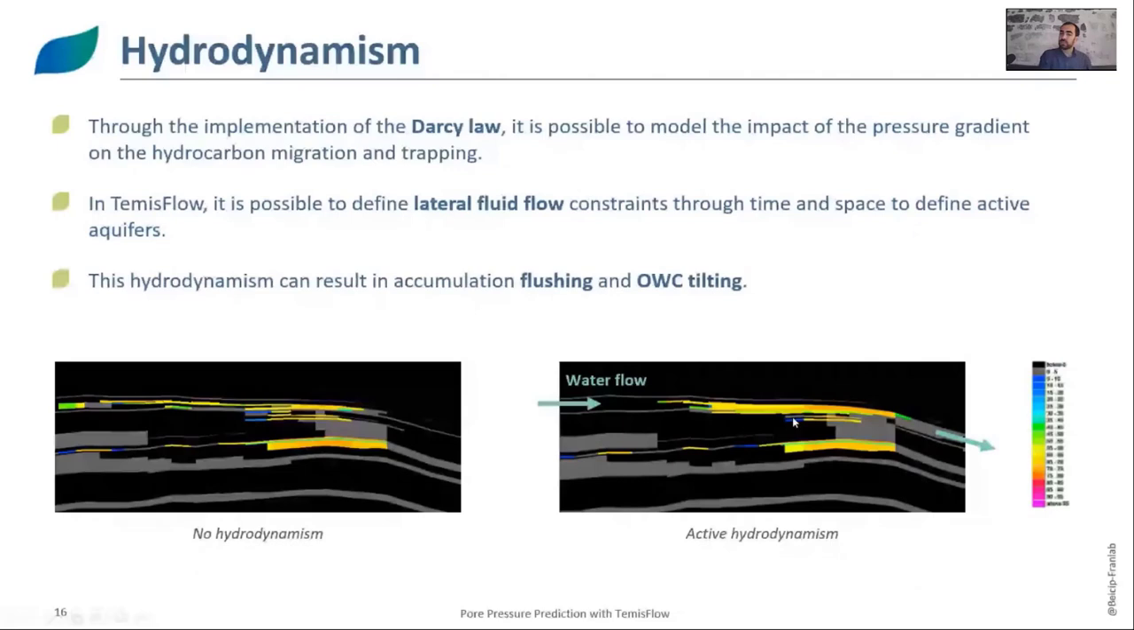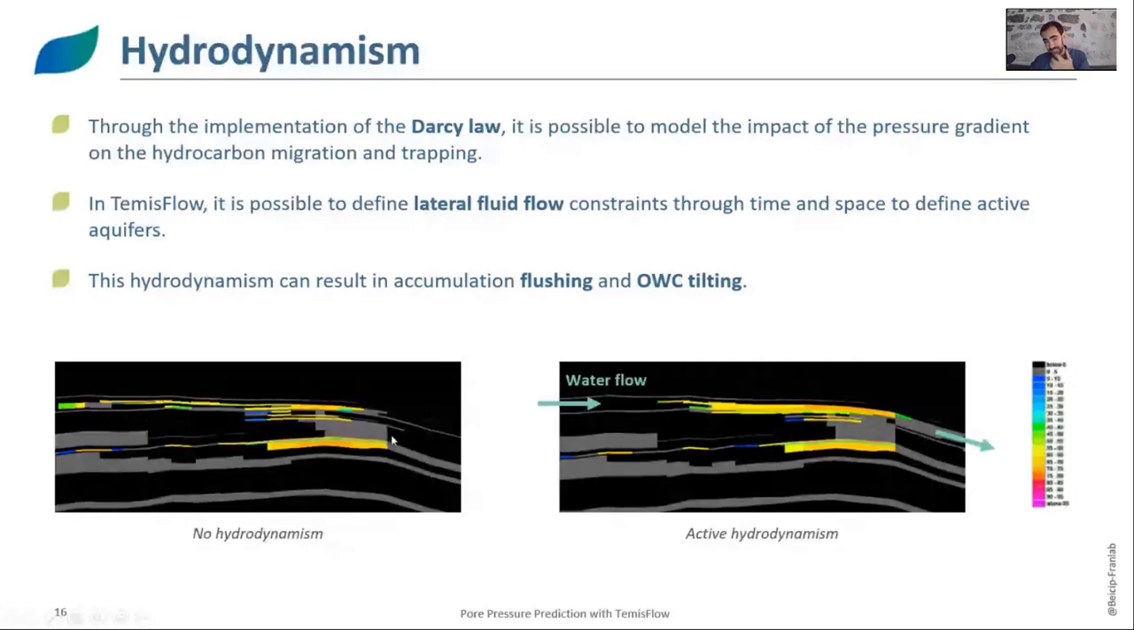So this was the impact of hydrocarbon on the pressure, but as I said as well, the pressure will have an impact on the hydrocarbon migration. And here is an example where the Darcy law makes it possible to model the impact of the pressure gradient on the hydrocarbon migration and trapping. And so, for example, right here, it would be possible to define a lateral fluid flow through time and space to define an active aquifer.